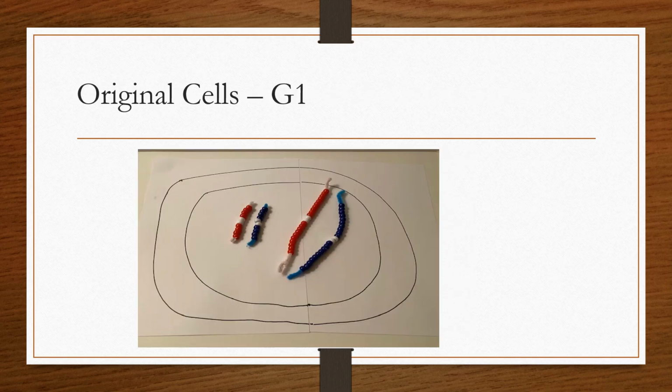So this is my original cell. It is also called the parent cell. As you see here, there are 4 chromosomes. We say the diploid number is 4.